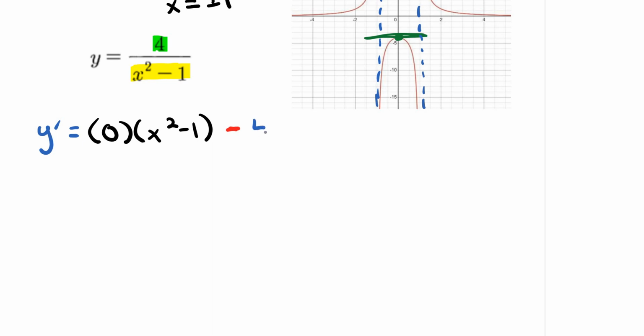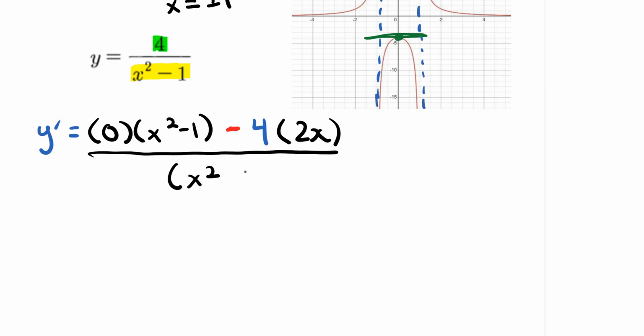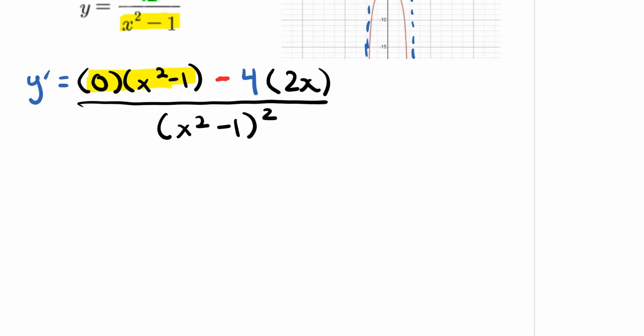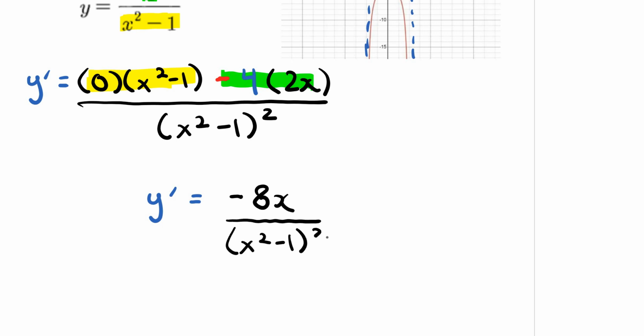And then the top is going to be 4, and then the bottom is going to be 2x, all divided by bracket x squared minus 1 to the power of 2. Okay, so this part right here is going to be 0, so y prime equals, okay, so we have a negative 8x, right? So that'll be negative 8x, all divided by x squared minus 1 to the power of 2.